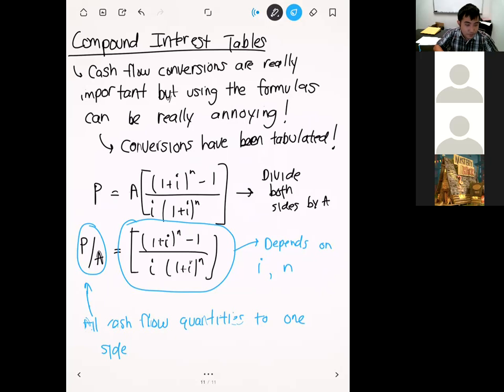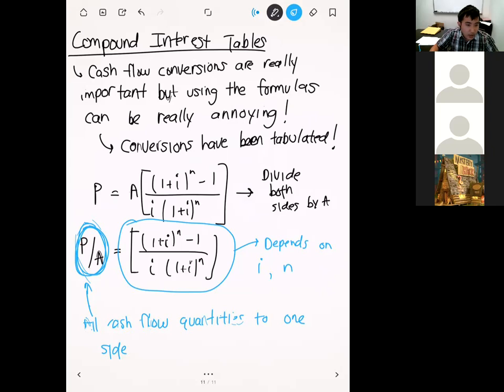And so this is really nice because if you're given the interest rate and the number of periods, instead of actually plugging into this formula here, you can just ask, what is this conversion factor right here? And if you can just look that up in a table, that would be really convenient, okay? And in fact, that's exactly what the compound interest tables are.